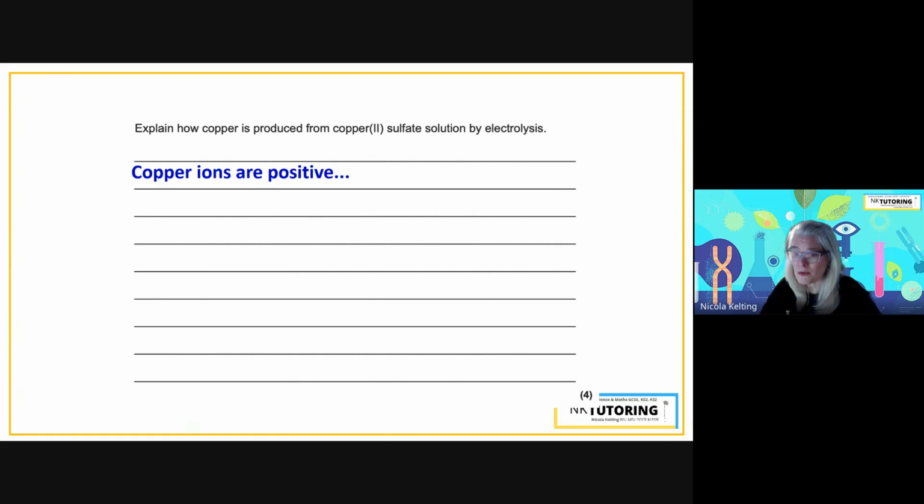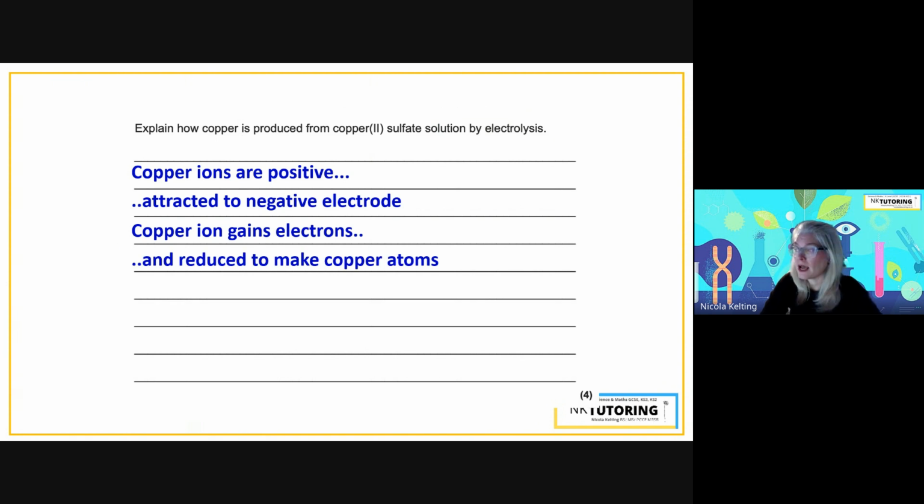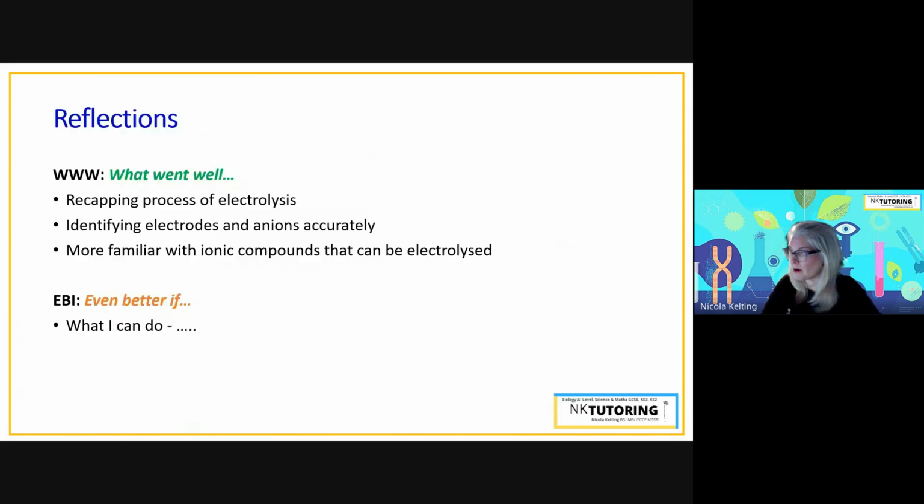And so we know copper is a positive ion because it's a metal. They are attracted to the negative electrode because opposites attract, and the copper will gain electrons in its ionic form and become solid copper, which gets deposited on the electrode. And they're your 4 marks.